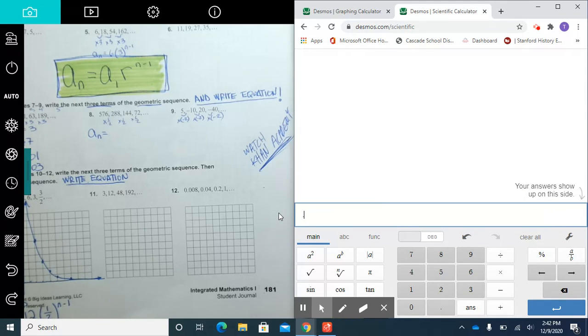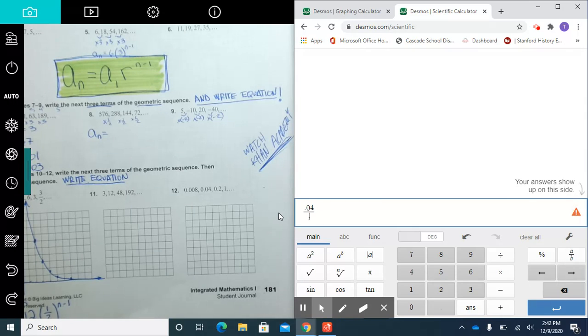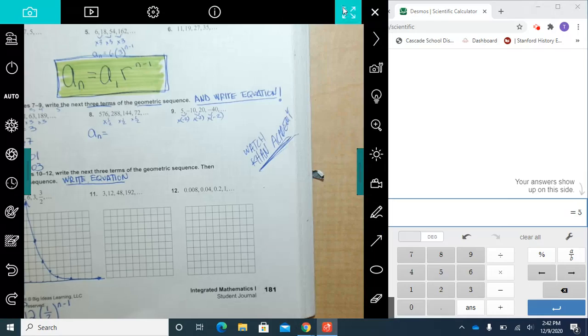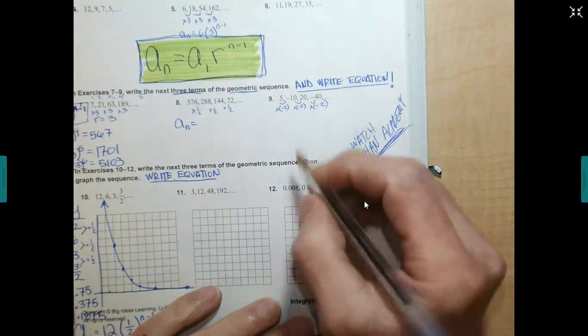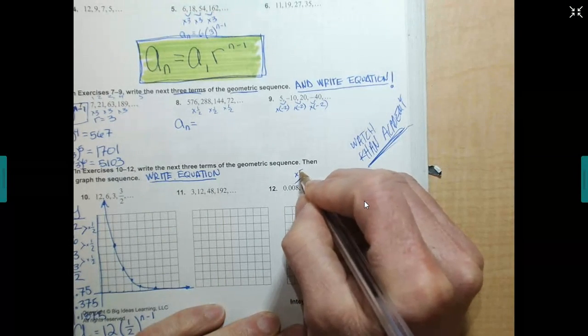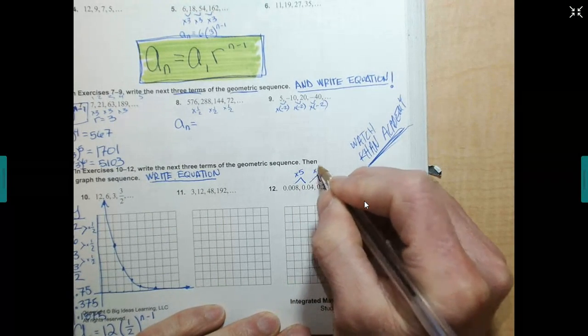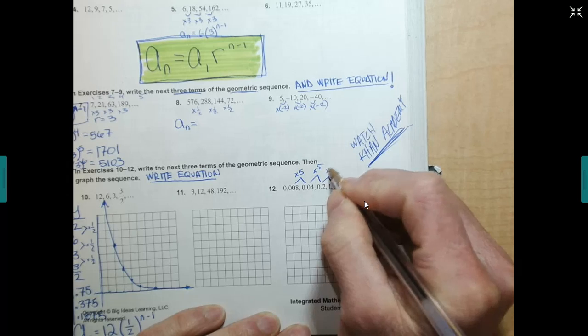So I have 0.04 divided by 0.008. Look at that, I get 5. So what this is showing me is that my rate of change here is times 5, times 5, times 5.